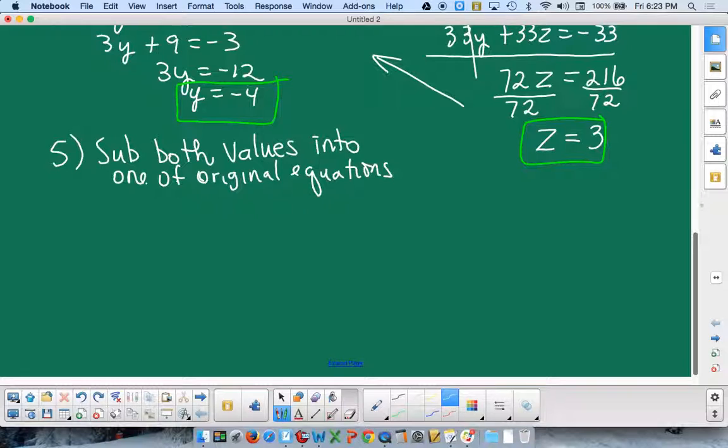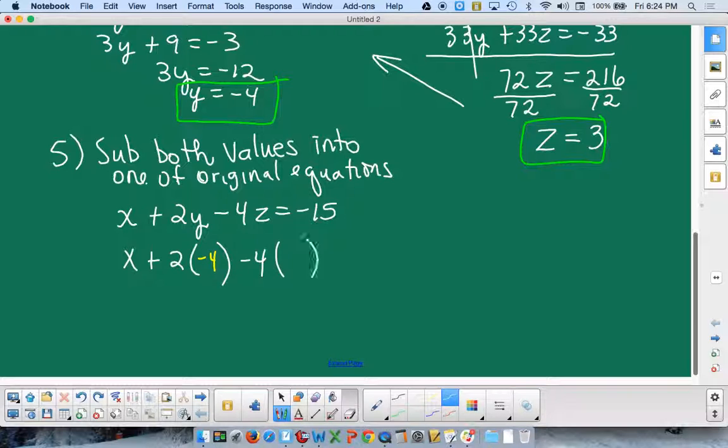Sorry, these are going to be very lengthy notes to look at. But pick one of the equations up there. I need to solve for x. The first one is a 1x, so I'm going to recopy it here so you can see it. But yes, I'm taking the top equation. I'm going to sub in the fact that I know y now is negative 4. And I know that z is positive 3, and that is supposed to equal negative 15.